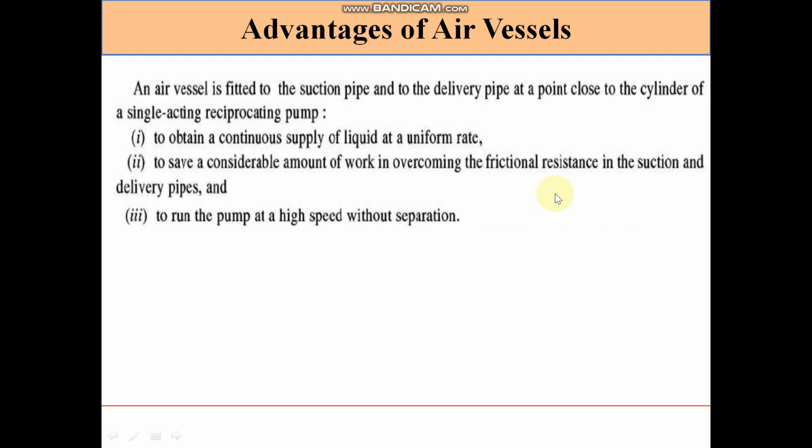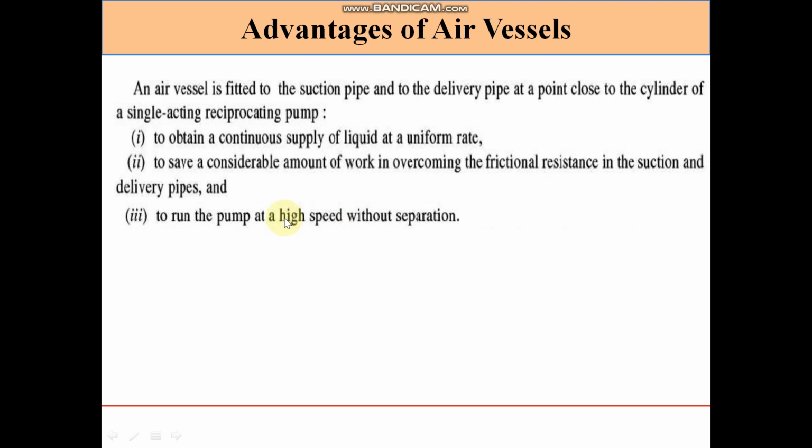One thing to note here is that when there is acceleration and retardation, the frictional resistance is more. So when an air vessel is connected, constant liquid at a constant rate can be supplied. So frictional resistance can be minimum with an air vessel.